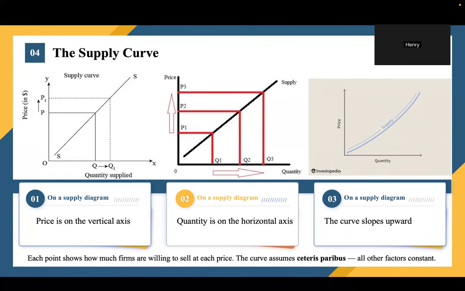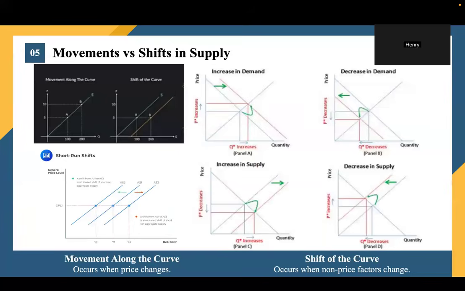Three, entry of firms. Higher prices attract new firms into the market. More firms mean greater total supply. Together, these factors explain why supply curves slope upwards. And also, it assumes ceteris paribus, all other factors are held constant. This assumption is crucial, just like in the demand curve, because if the other price factors change, the curve will shift.